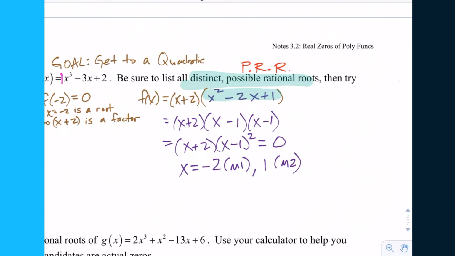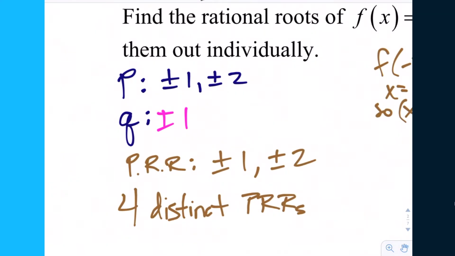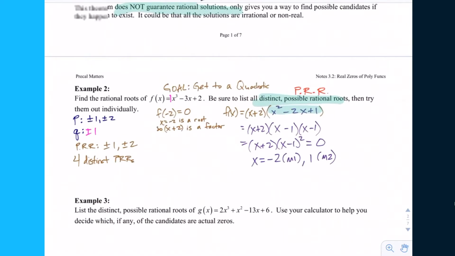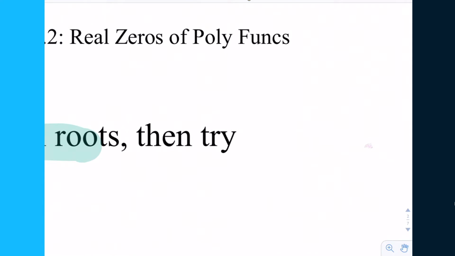So the actual roots were negative 2 and 1. Notice negative 2 and positive 1, are those in our candidate list? Yes. So it turns out all the solutions were integers, which means they were rational. So if you would have tried all of those values, you would have eventually stumbled upon all 3 roots. Okay? Pretty neat. Now, that long division process, I shrunk it way down.